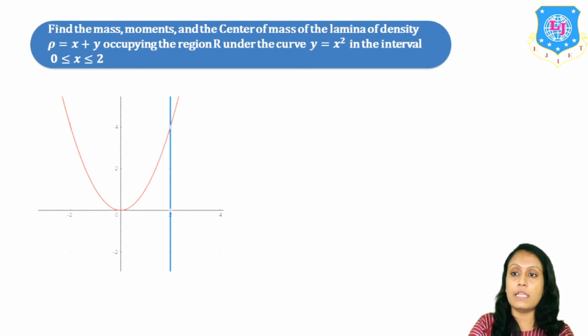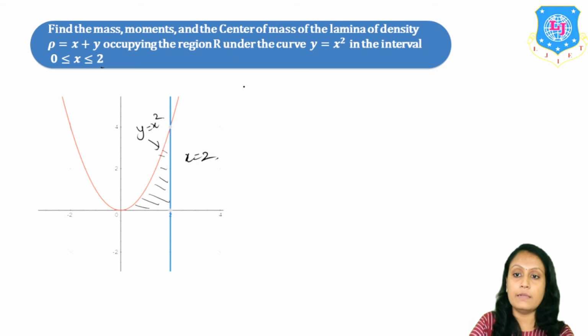Now let's discuss one example. Find the mass, moments and the center of mass of the lamina of density rho equal to x plus y occupying the region R under the curve y equal to x squared in the interval 0 to 2. So this is the parabola y equal to x squared, and this is the line x equal to 2. This is the region of integration. We have to find mass, moments and center of mass.